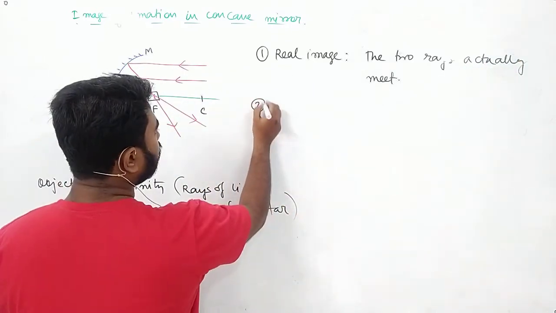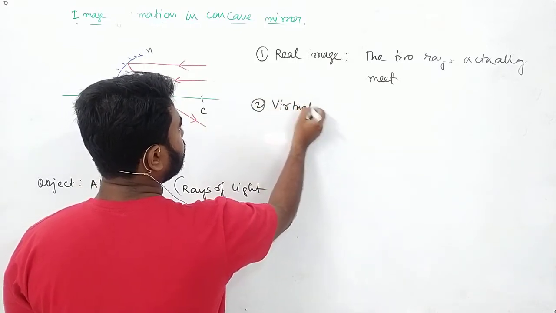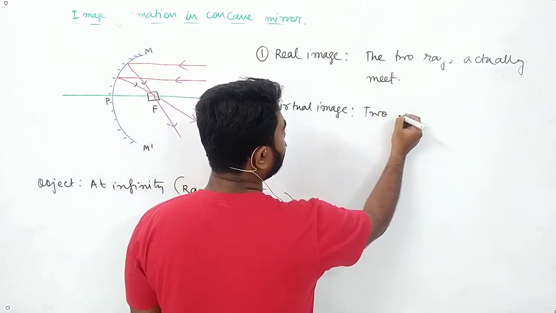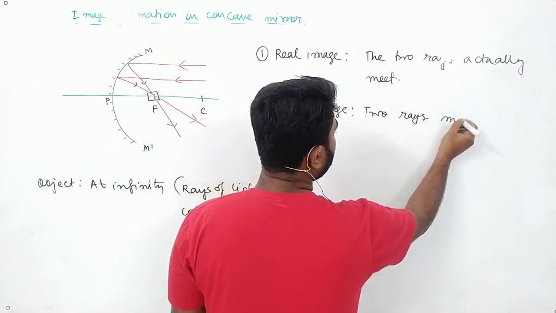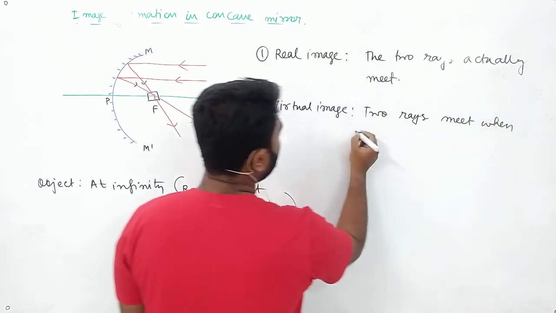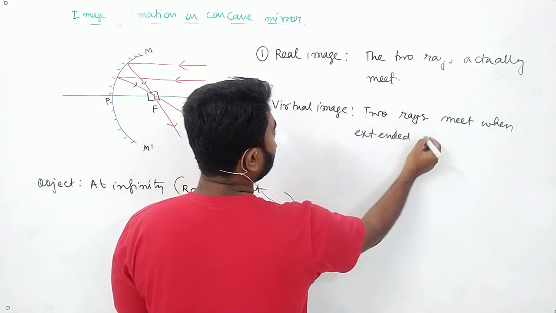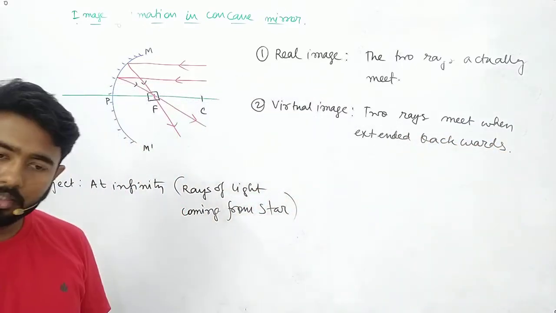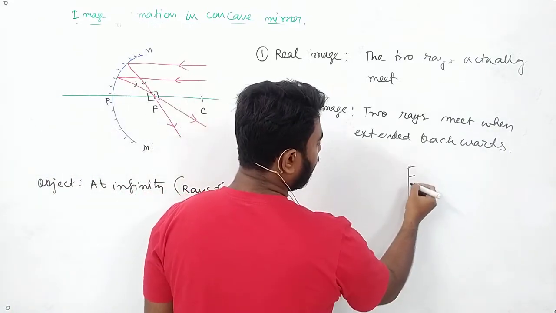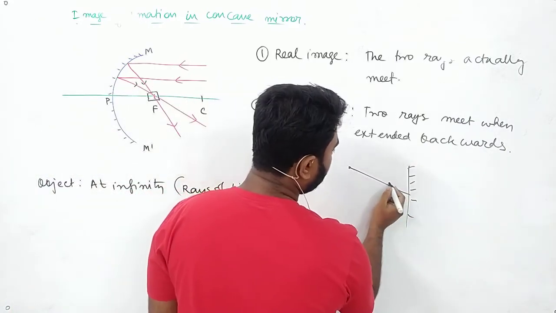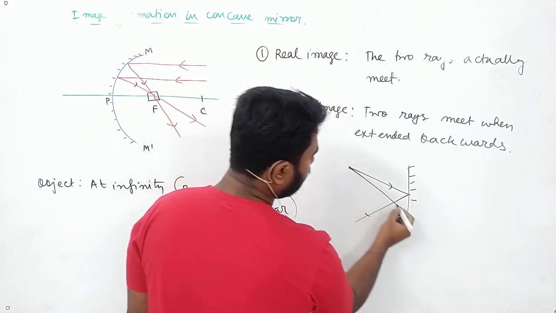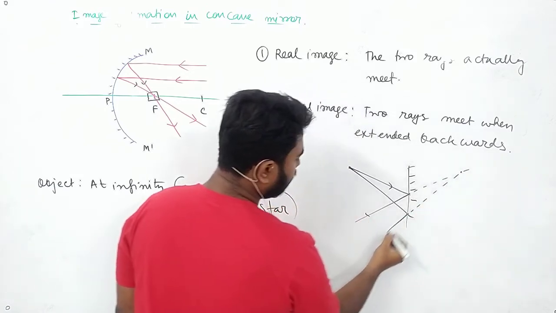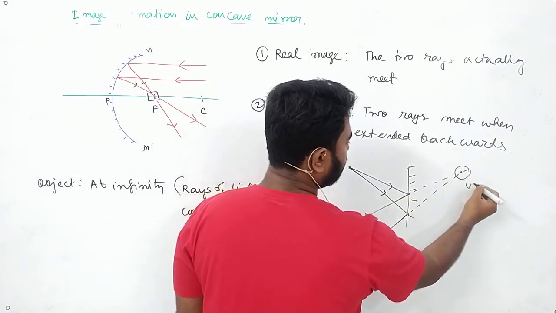Now, case 2, virtual image. What is a virtual image? The two rays meet when extended backwards. We have done it in a mirror. Suppose this is a mirror and this is a point. A ray of light is coming and going in this direction. Another ray is coming and going in this direction. Now we extend them and they meet at a point. This is known as a virtual image.